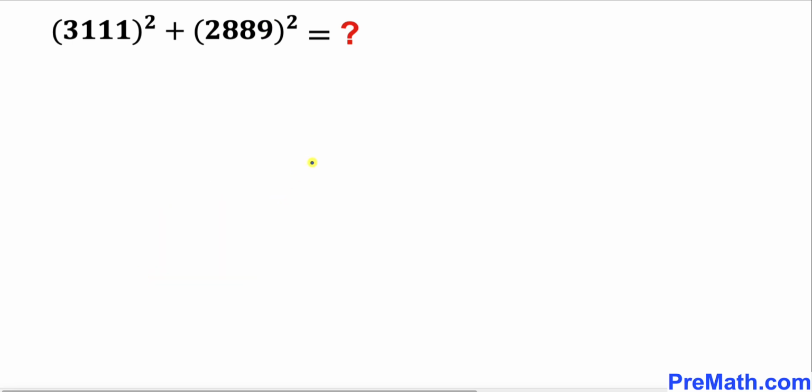2889 square. So let's go ahead and get started with the solution. And here's the very first thing we are going to do. Let me go ahead and tweak this number inside this parentheses. This could be written as 3000 plus 111. And likewise, this number inside this parentheses could be written as minus 111, as you can see in this next step.